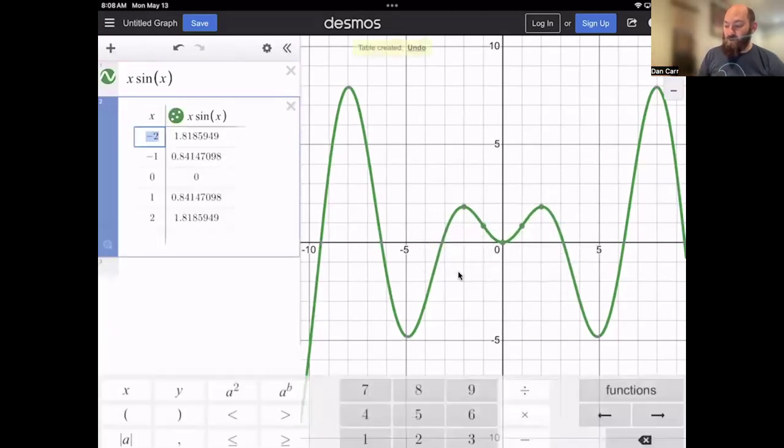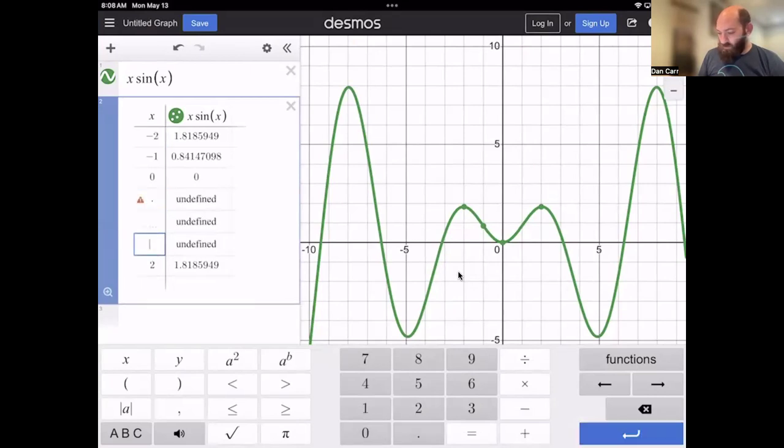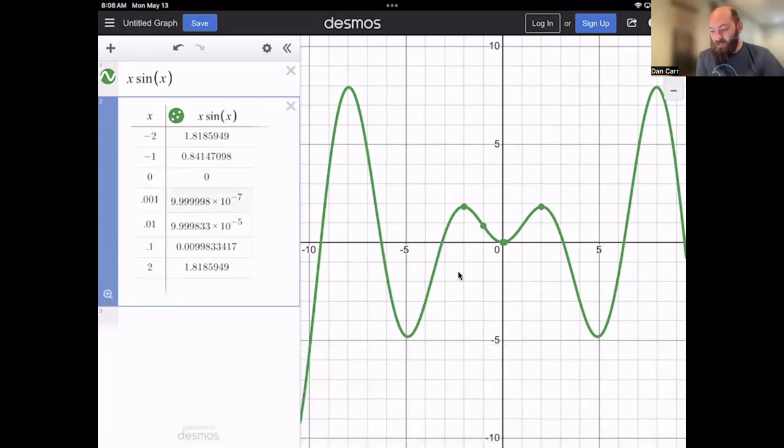We pull up a table real quick, we can see this. Okay, so if I do the table feature and I plug in my different values for x, we want to get closer to 0 here. Normally I would do 0.1, 0.01, 0.001. And we see how it's getting closer and closer on that side there. So we're getting close to 0 is what we're getting at. This value here, 9.99 times 10 to the negative 7th, which is basically 1 times 10 to the negative 8th. That is really close to 0.